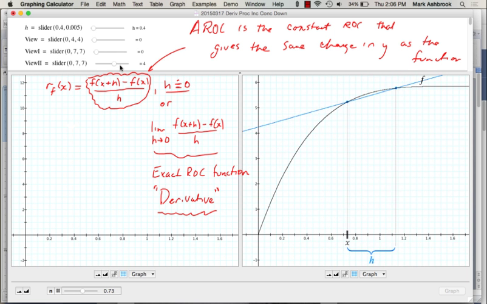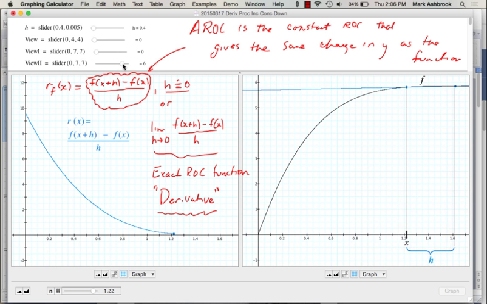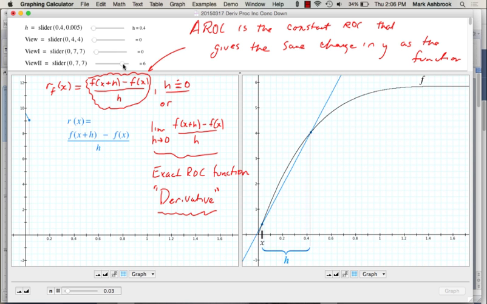And then view 5, I show the approximate rate function for the current value of h. View 6, add the formula. View 7, add the exact rate function.